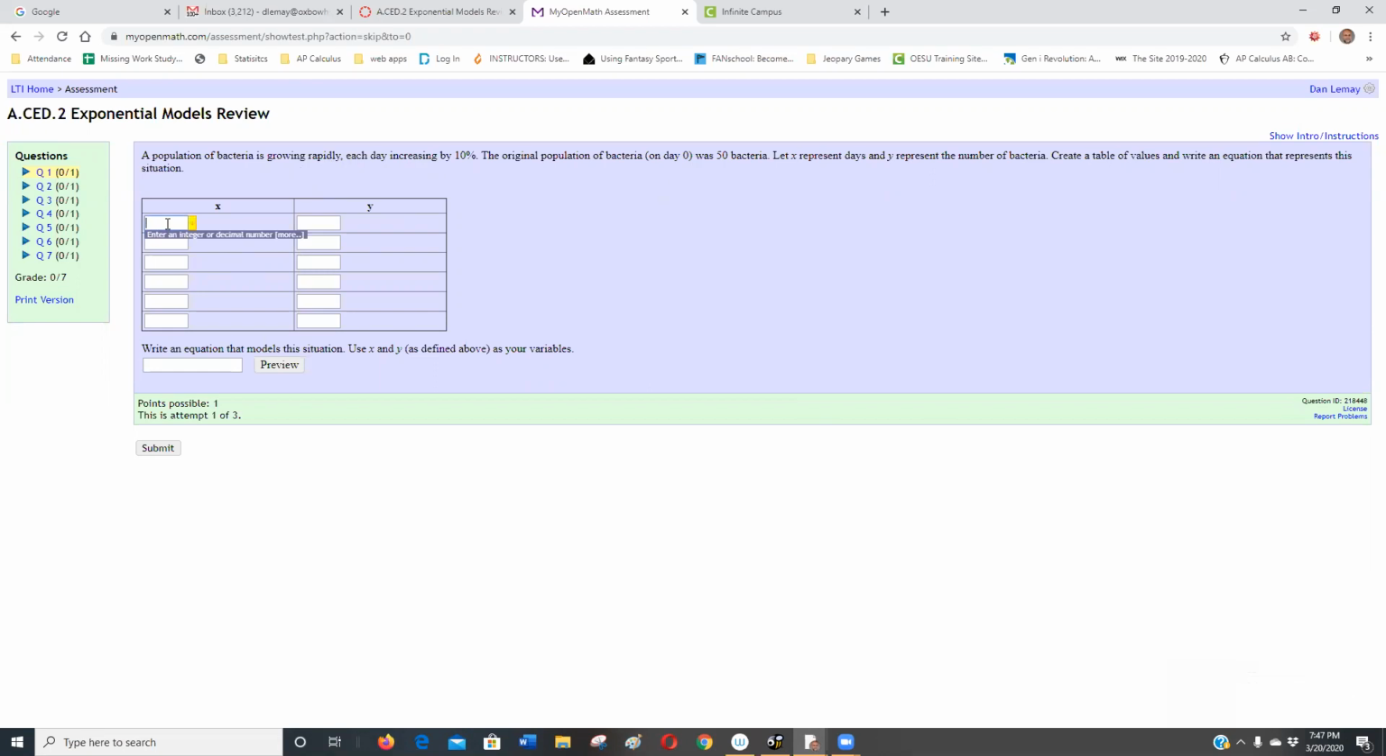So I know that on day 0 I had 50 bacteria, and then I'm going to keep filling this in: day 1, day 2, day 3, day 4, and day 5. I don't think they want me to do anything special with that. There we go. So now to get the next number, I'm just going to open up a calculator.